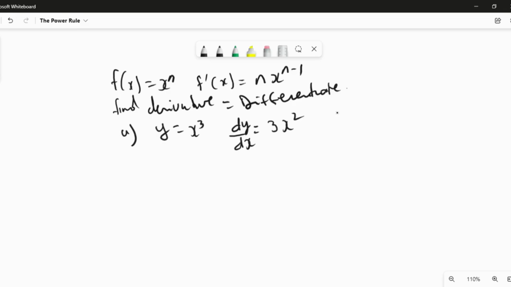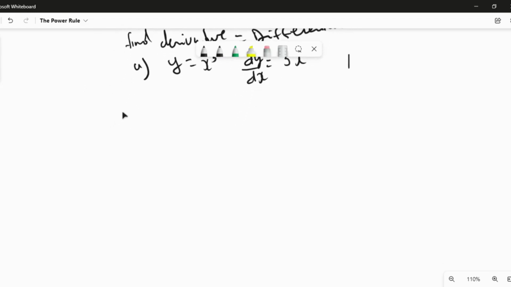So y equal to x cubed, the derivative is 3x squared. Let's say b, f(x) equal to 4x to the power 5. If I am given f(x), I write f prime of x, which means the derivative. The 4 in front of x stays the same, so it will be 5 times 4, 20x to the power of 4. That's done.